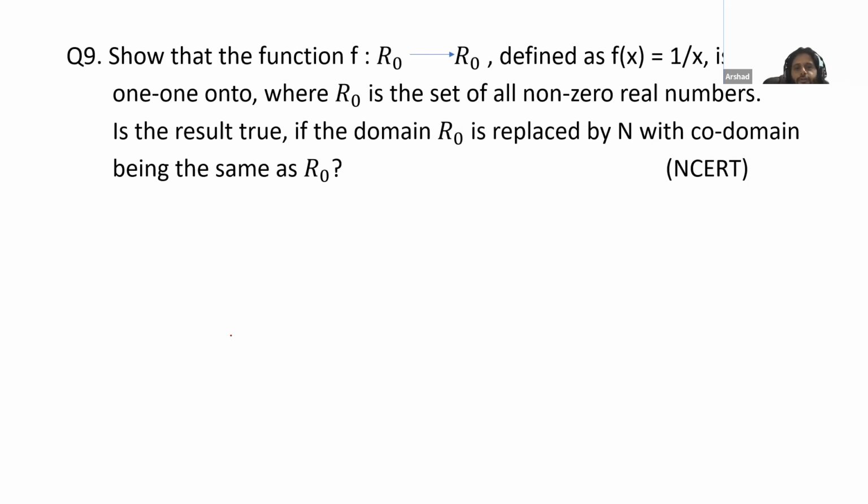We will solve this question right now. Please try this question. What is R naught? R naught is the set of real numbers except 0. So we need to show that the function defined as f(x) is equal to 1 by x is 1 to 1 and onto, where R naught is the set of all real numbers except 0. Please note down this, try this, and let me know if anyone has a doubt. Then I will solve this question.